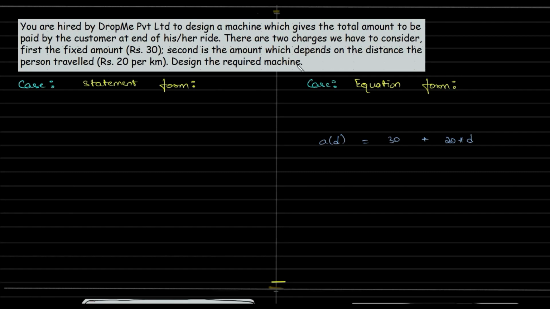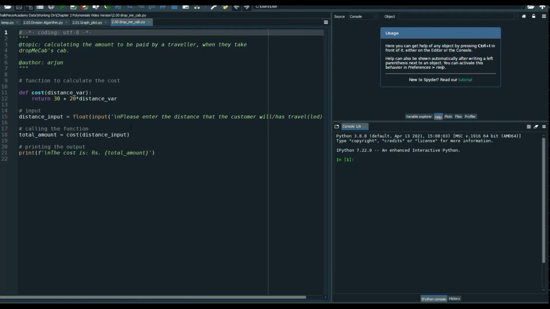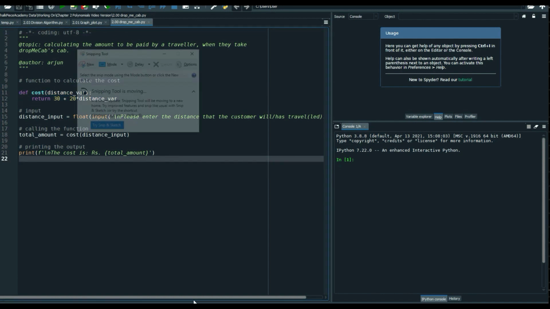You've been hired by Drop Me Private Limited, and they give you a scenario, and at the end of it you came to a conclusion that yes, this is your required equation. So then you spent the next few hours writing the code required for the calculation, and it suits the company's requirement. So this is your code, and this is the main part, right? So let us have a look at that.